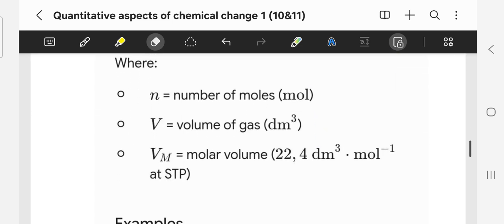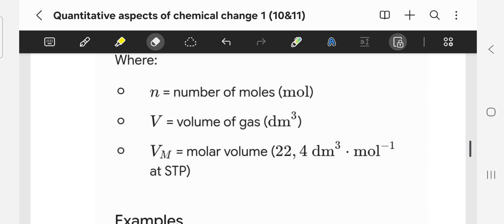We have our N, and the N stands for the number of moles, but we already know this from the mole equation calculations. We also have our V. This is the volume of gas, and it's measured in dm cubed or decimeter cubed. Number of moles is measured in moles, or has an SI unit of moles. Then we have Vm. This is the molar volume, which has a value of 22.4 dm cubed per mole at STP. Okay, hope we understand everything that's on our formula.